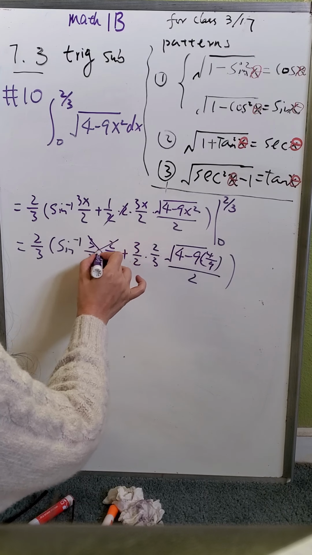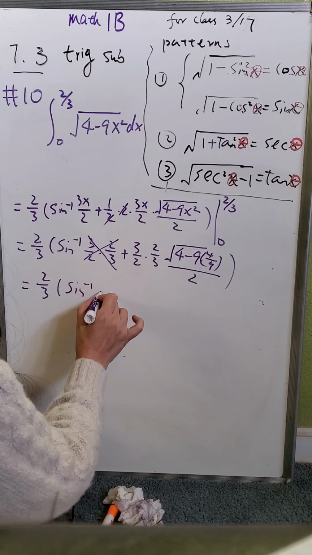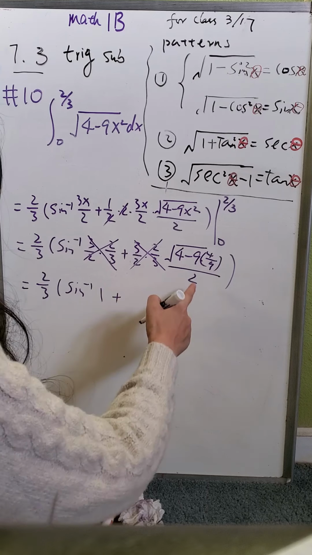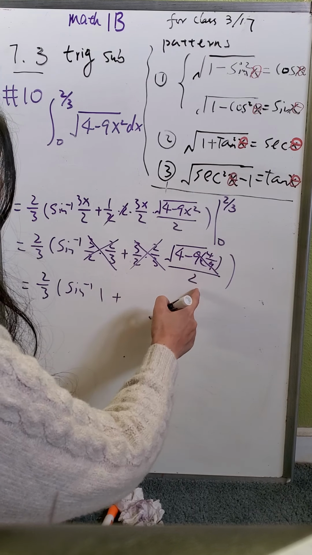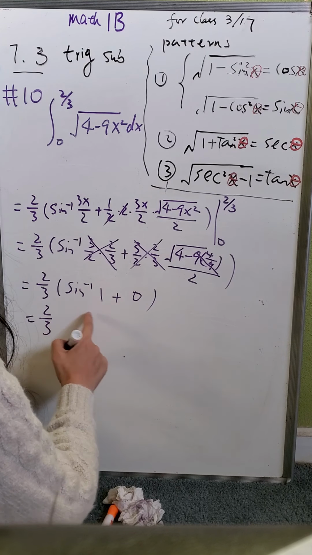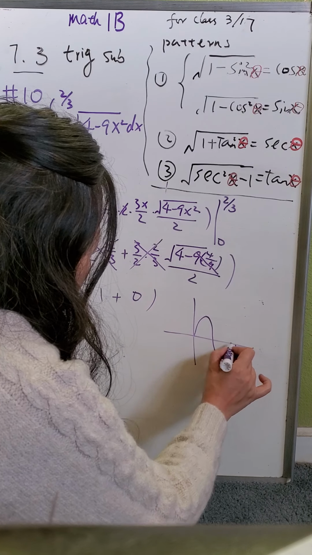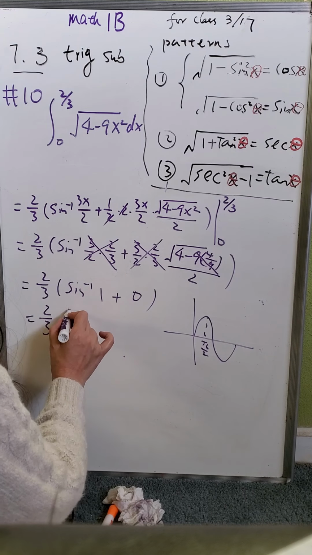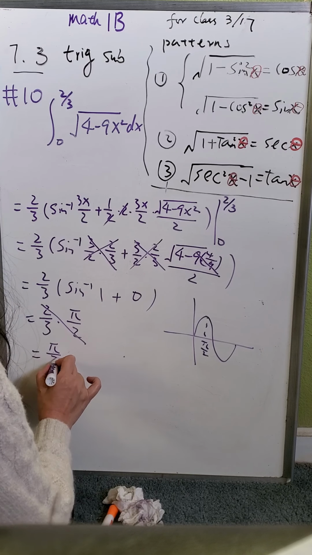So that reduced, so that becomes 2/3 sine inverse 1 plus that reduce, and then this is reduced here. This is 4 minus 4 just 0, so this is a 0. So that becomes 2/3 sine inverse 1. Sine graph is like this. Sine inverse 1 is pi over 2, so this is times by pi over 2. Reduce that, so the answer is equal pi over 3.